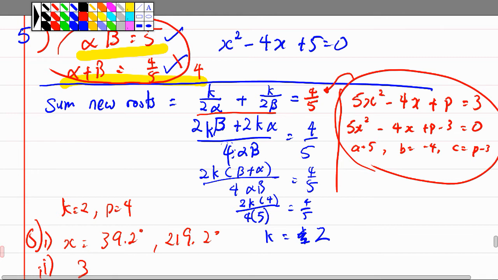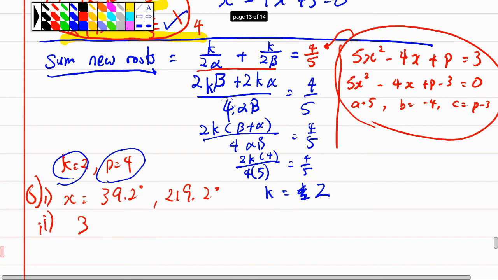Now P is 4, can do? Can? So you use sum of new roots. Then I want you to use product of new roots. Check your answer. P is 4. K equals 2. Can? Product rule to find P. Product rule means K over 2 alpha times K over 2 beta. This is C over A. So P is minus 3 over 5. This is okay? So based on this, put in the K, put in the alpha and beta, then you find the answer.